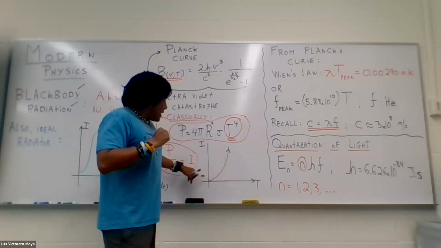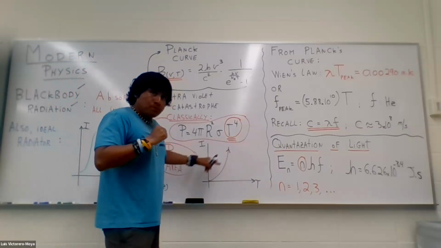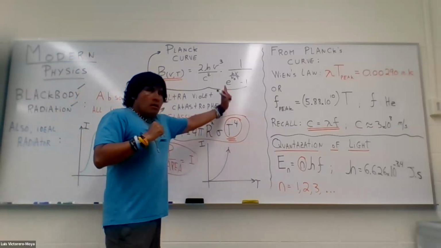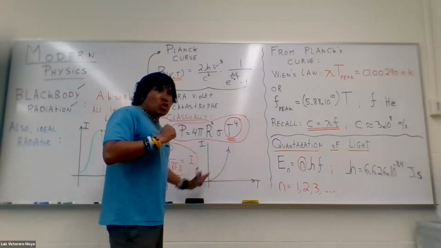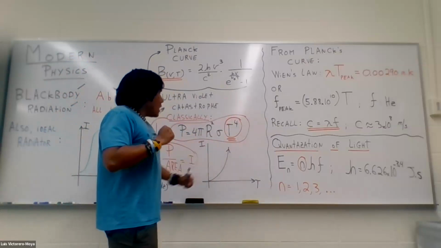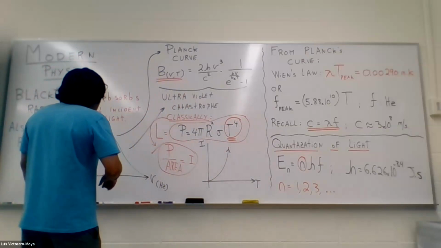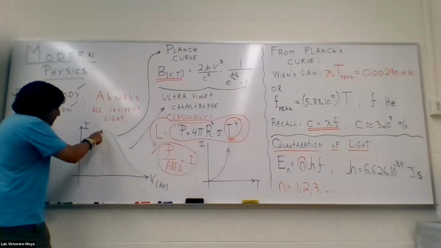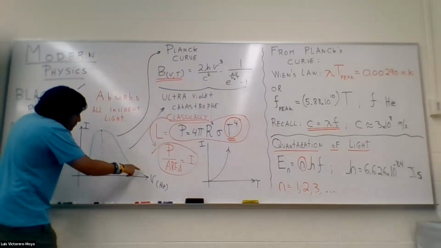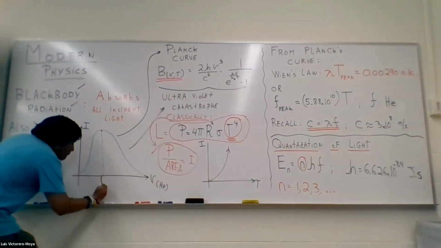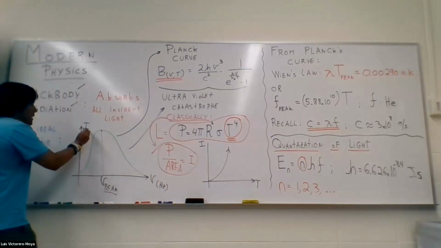Because of this relationship, as the temperature increases, the intensity will increase. And theoretically, it should keep increasing. But the ultraviolet catastrophe shows you that at a certain peak, the intensity will flatten and then it will decay. So it reaches what we know as a peak. So this will be your peak frequency related to a peak intensity.